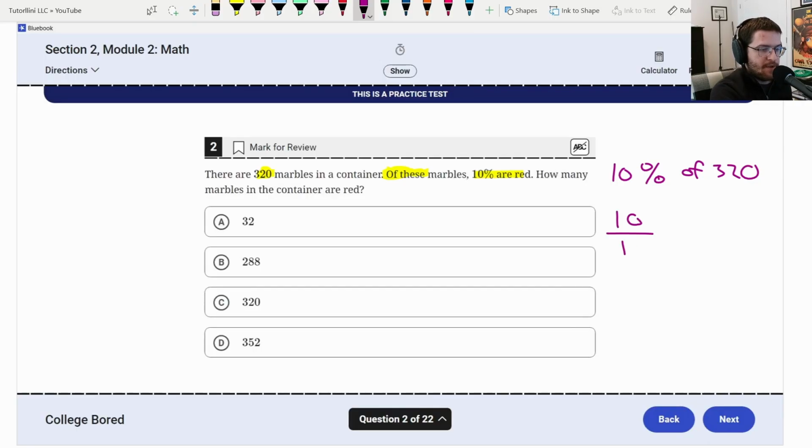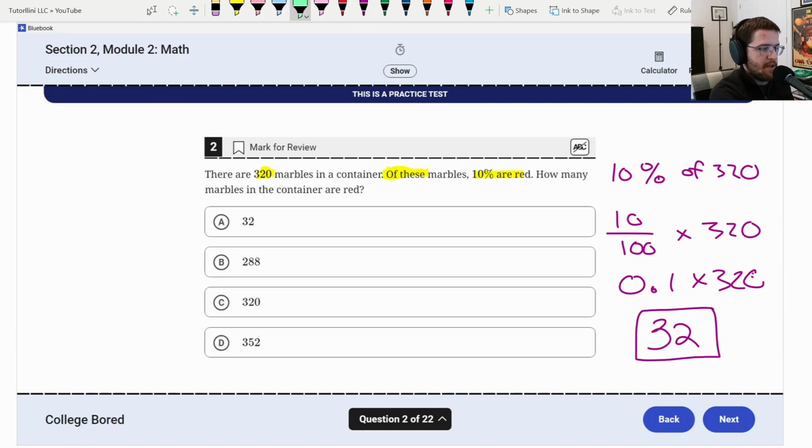So 10 over 100. Change the "of" to multiplication. I go over this in my percents video. 10 divided by 100 is 0.1. And 0.1 times 320 is 32, which is answer choice A. So divide the percent by 100 and change the "of" to multiplication.